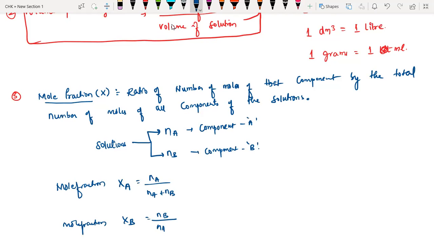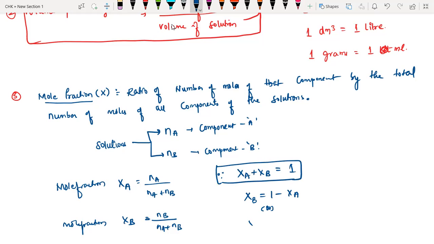Nb by Na plus Nb. So these are the two components. When you add these two, Xa plus Xb, you always get a mole fraction equal to 1. So the mole fraction of the complete solution is always equal to 1. If you have the answer for XA, then the mole fraction XB equals 1 minus XA.